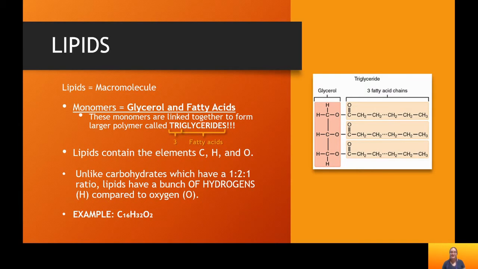However, the main thing that you'll notice with lipids is that there's a lot of hydrogens, and I mean a lot of hydrogens. This example with 32 hydrogens is pretty common, and you may see some with many, many more hydrogens. So don't be scared if you see like H50. That is perfectly normal. There's a lot of hydrogens in lipids.